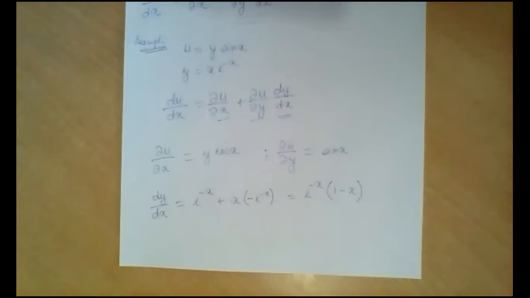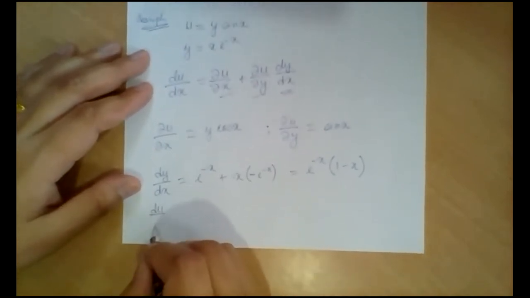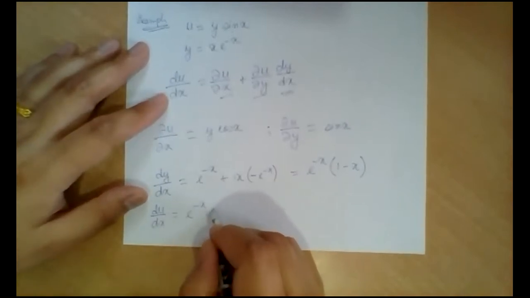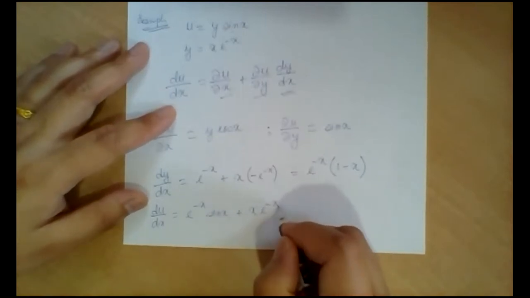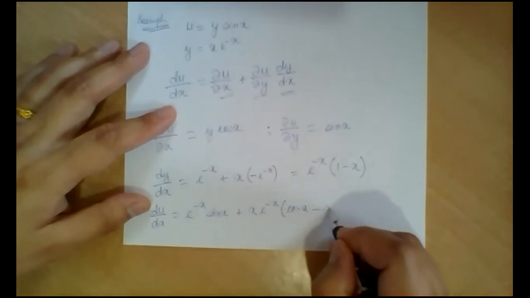This is homework. You calculate it at your home. Let me write down the final answer. Du by dx will be e to the power minus x sine x, plus x e to the power minus x times cos x minus sine x.